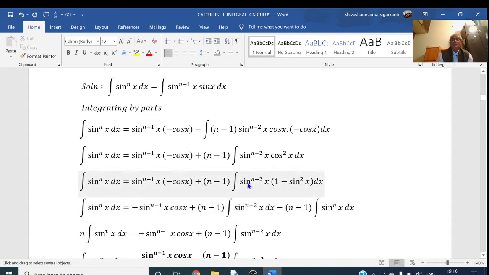So here sin x to the power of n minus 2 into 1 is sin x to the power of n minus 2, minus sin x to the power of n minus 2 into sin square x. This becomes minus sin x to the power of n minus 2 plus 2, which becomes sin x to the power of n. So n minus 1 into integral of sin x to the power of n minus 2 minus n minus 1 into integral of sin x to the power of n.